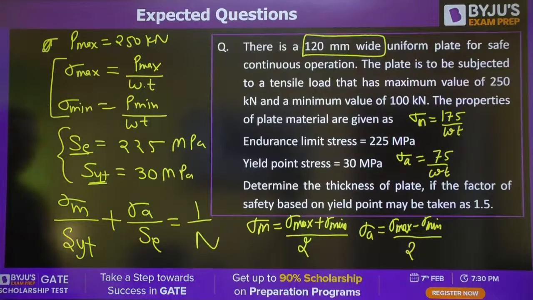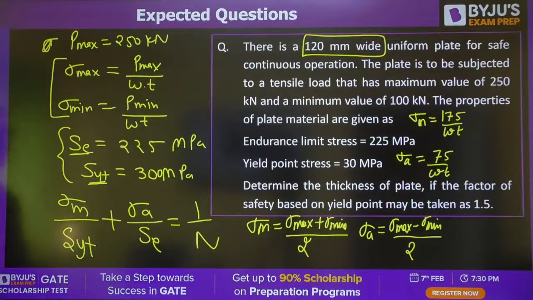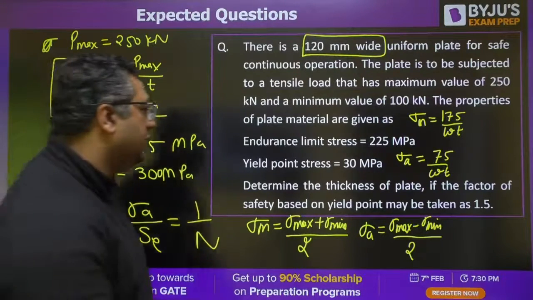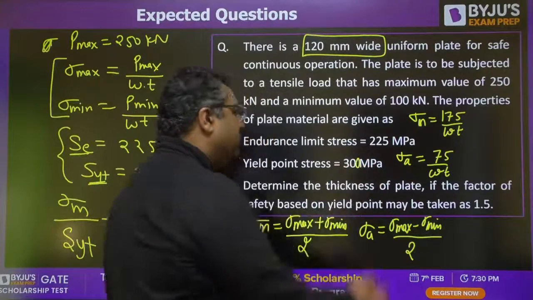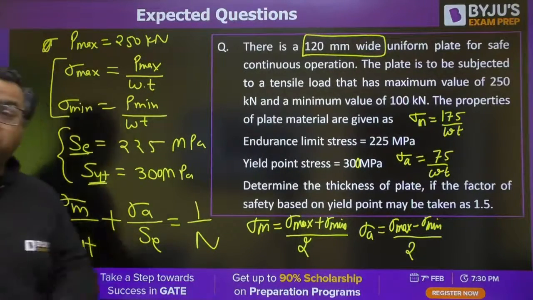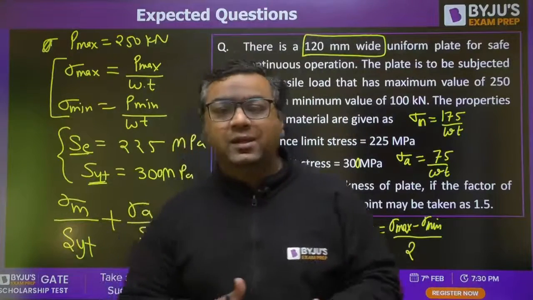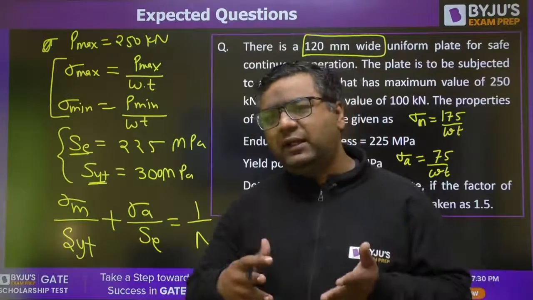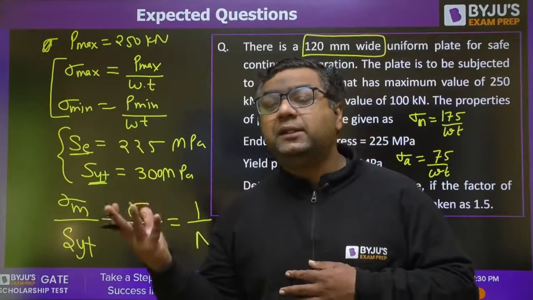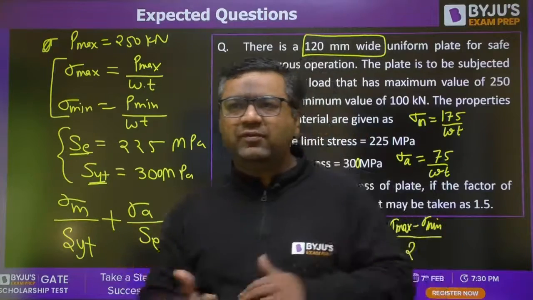Okay. Yes. SYT will be 300. SYT is always more than SE. This is a misprint. SYT is always more than SE. It cannot be less than SE. Endurance limit is always lesser than yield strength. That is why we call this phenomenon fatigue. The material should technically fail at yield strength, but the material is failing at the endurance limit, which is much lower than that. That's why we are calling it fatigue.